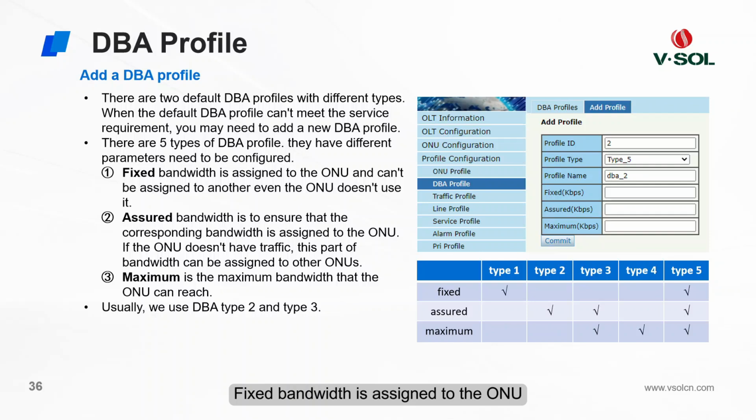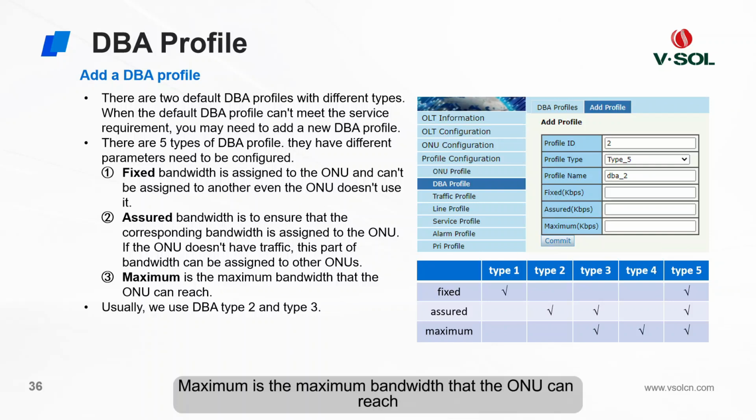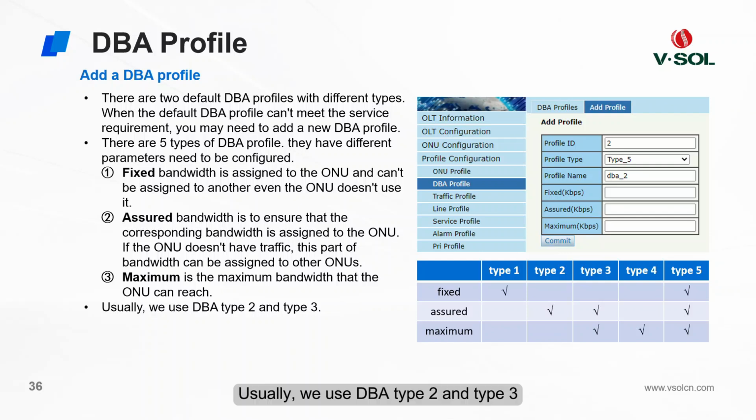Fixed bandwidth is assigned to the ONU and can't be assigned to another, even if the ONU doesn't use it. Assured bandwidth ensures that the corresponding bandwidth is assigned to the ONU. If the ONU doesn't have traffic, this part of the bandwidth can be assigned to other ONUs. Maximum is the maximum bandwidth that the ONU can reach. Usually, we use DBA Type 2 and Type 3.